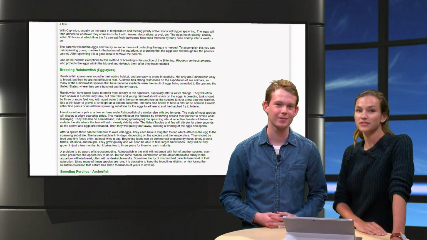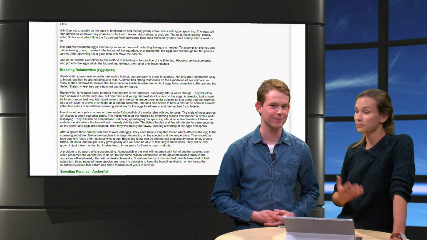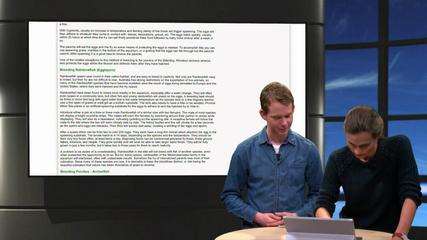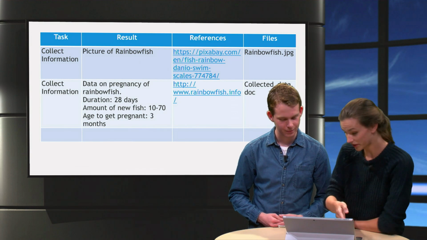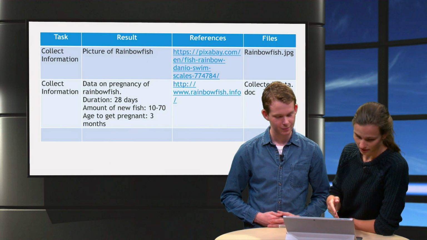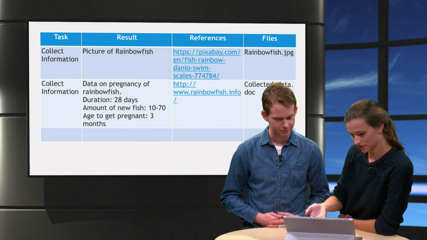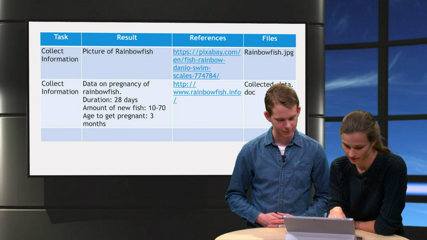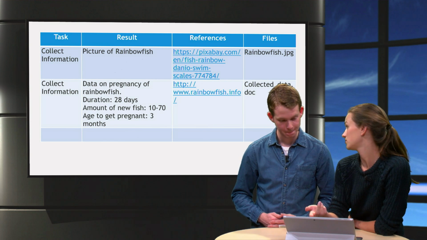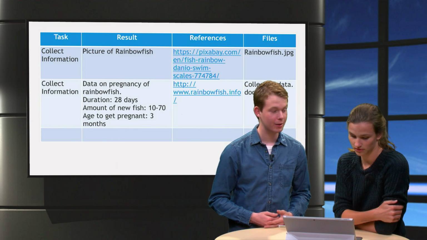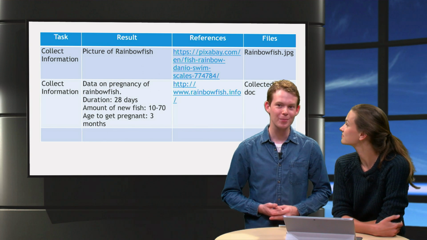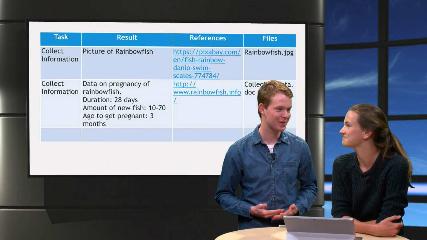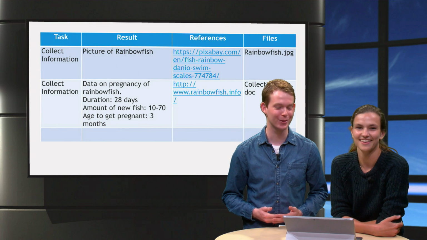Let's put all these numbers we found in the logbook as well. Then both of us can find it easily. So let's see. They're pregnant for 28 days. For every pregnancy, they have 10 to 70 new fish, and they can get pregnant from 3 months. Yeah, but only the females lay eggs, obviously. And I read that sometimes they even eat their babies. We could include this in the model.